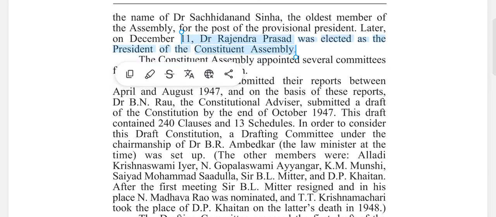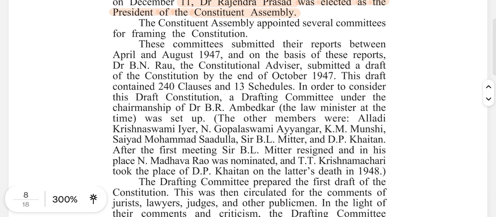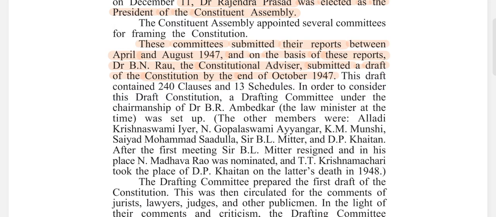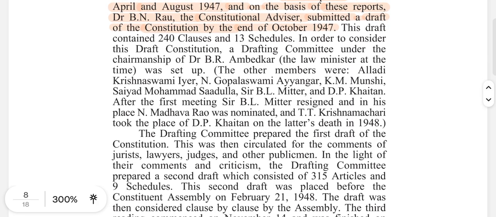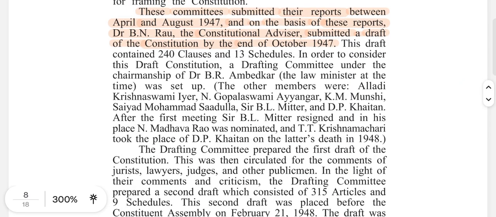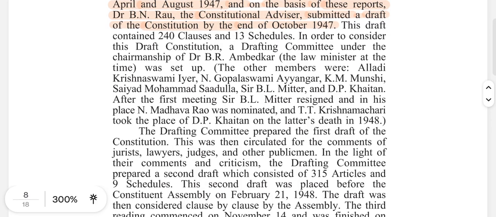The Constituent Assembly appointed several committees for framing the Constitution. These committees submitted their reports between April and August 1947, and on the basis of these reports, Dr. B.N. Rao, the constitutional advisor, submitted a draft of the Constitution by the end of October 1947. This draft contained 240 clauses and 13 schedules. In order to consider this draft constitution, a drafting committee under the chairmanship of Dr. B.R. Ambedkar, the law minister at the time, was set up.